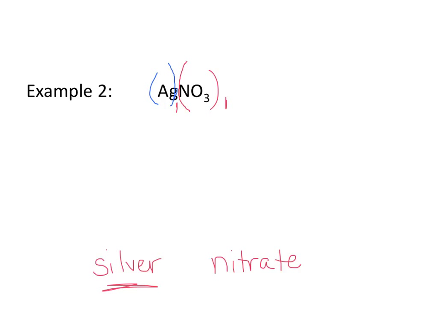You can look that up on your chart. It's 1 minus. Well, to balance and be neutral and be 0, that means that silver is 1 plus. So this was a pretty easy one. This Roman numeral is just going to be a 1. So you've got silver 1 nitrate.